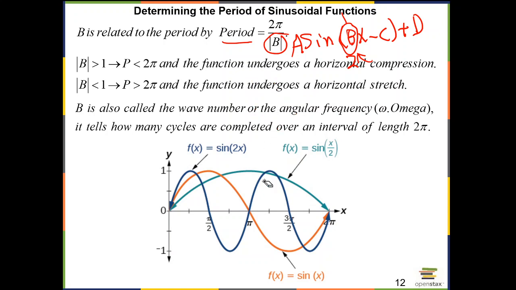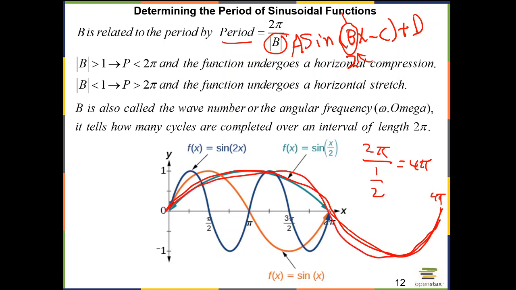All right, and you see over here the effect of what b is. See this red one, b is 1. In this one right here, b is 2, so we get 2 cycles in 2 pi. And for this one, b is 1/2. So if you divide 2 pi by 1/2, you get 4 pi, right? So that means in 2 pi, only half of the sine function happens. The other half is going to be way over there. So that's 4 pi. So the period is 4 pi for that one. See that? All right, so that's the idea of what b does.